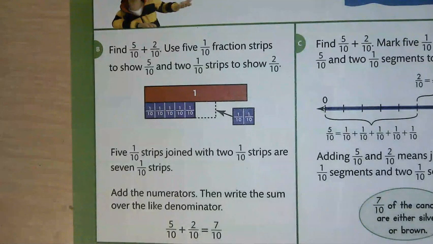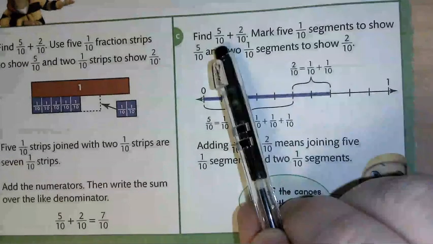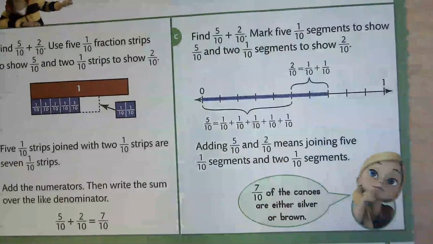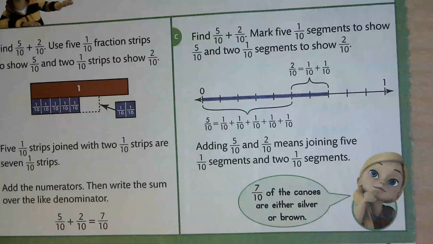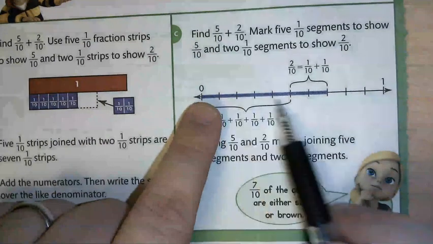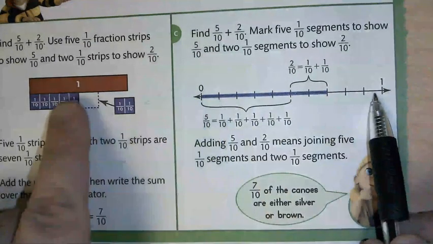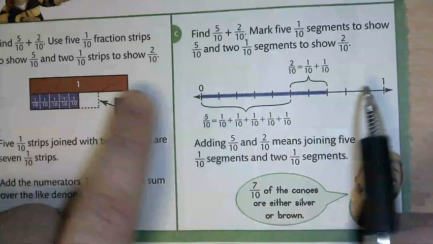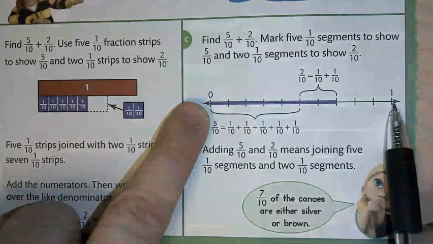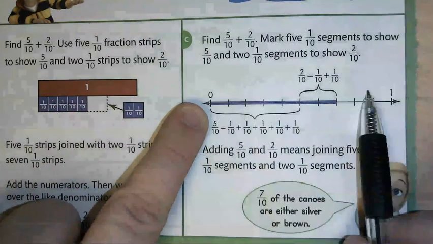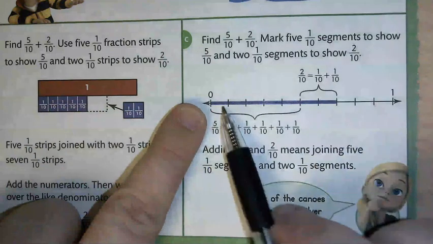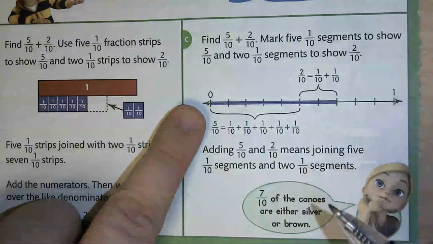All right. Let's go ahead and take a look at box C. So box C says find 5/10 plus 2/10. And we're going to mark 5 1/10 segments to show 5/10 and 2 1/10 segments to show 2/10. So we've got our number line here. And it's the same as over here. We had our one whole strip. Our number line actually goes from 0 to 1 because that's one whole. And we cut our number line into 10 equal parts.